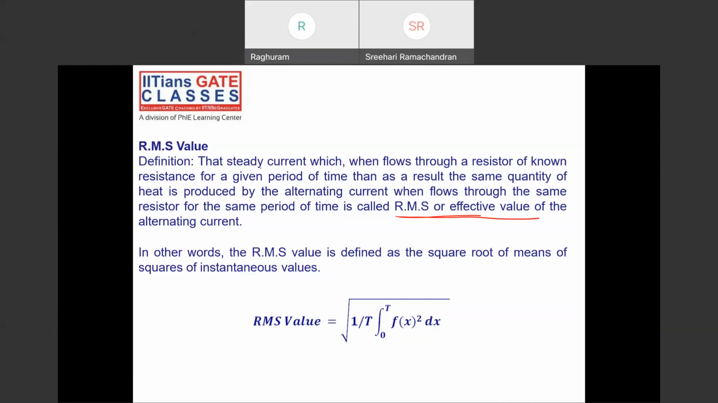Steady state current which flows through a resistor of known resistance for a given period of time, such that the same quantity of heat is produced as by an alternating current flowing through the same resistor for the same period of time, is called root mean square value or effective value of the alternating current. In other words, RMS value is defined as the square root of the mean of squares of instantaneous values. Square root of 1 by T integral 0 to T of f of x square dx is the RMS value.